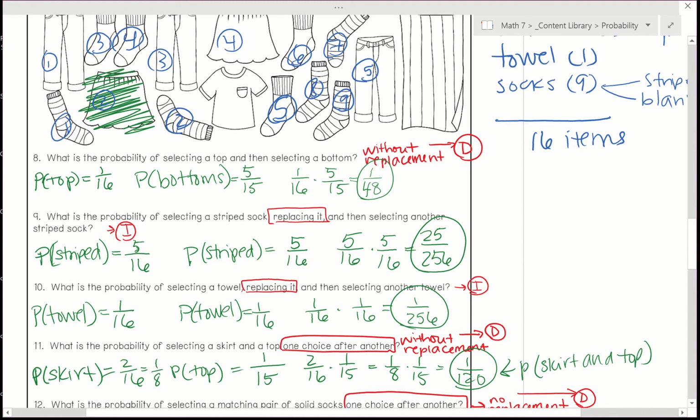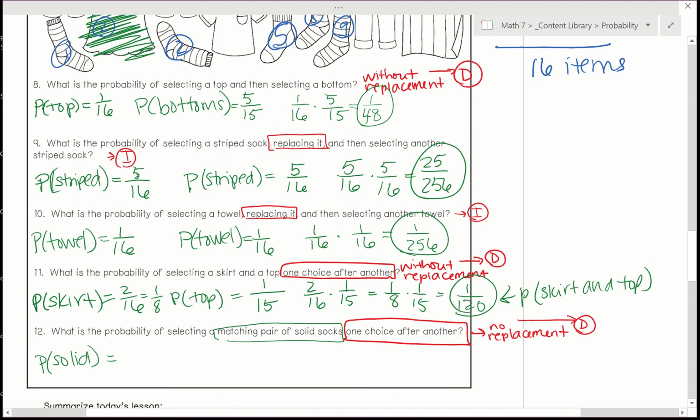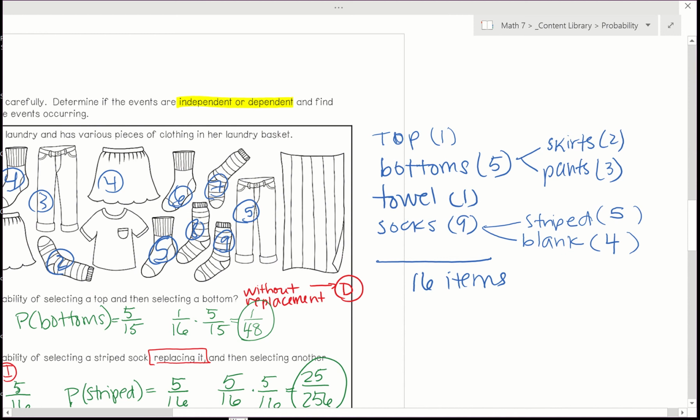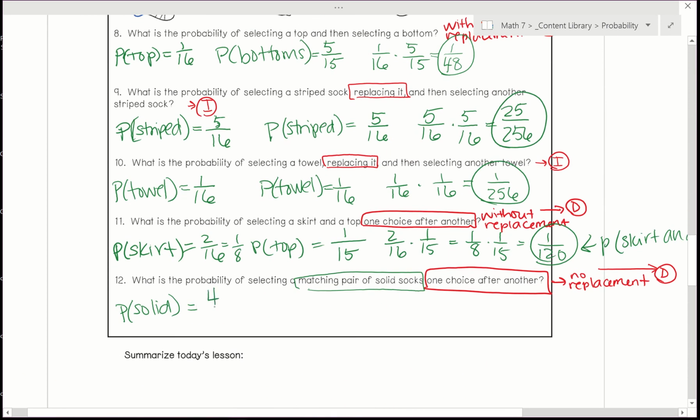without replacement. And our last problem, what is the probability of selecting a matching pair of solid socks? Well, a matching pair, meaning both of them are solid socks. So probability of a solid sock, or a blank sock, as I said it. Let's see. Well, let me take this skirt back. We're starting over. There were 4 blank socks out of the 16 items, which we can reduce to 1/4.